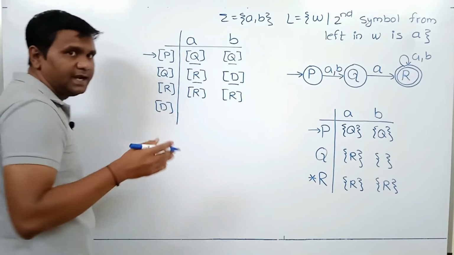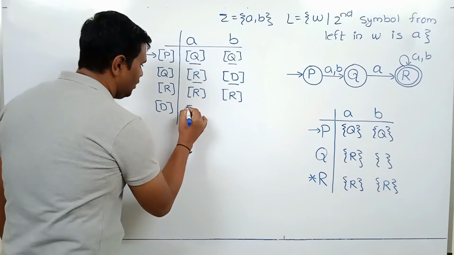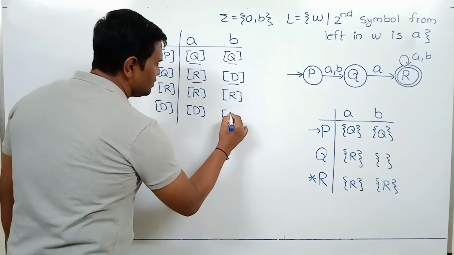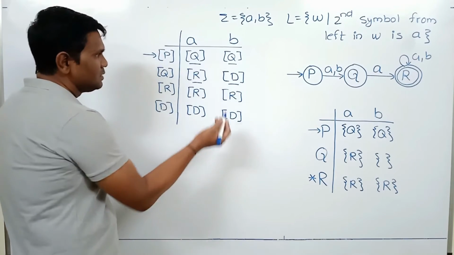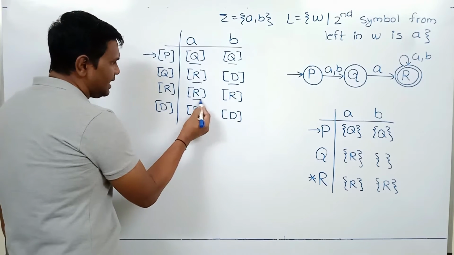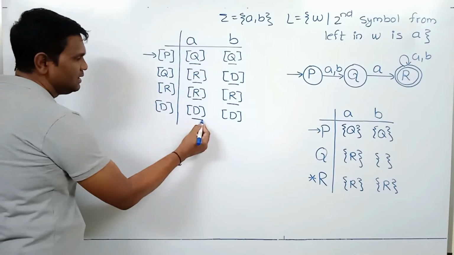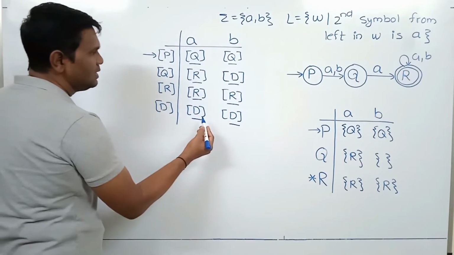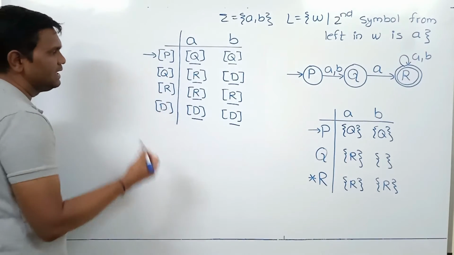So once the DFA enters dead state, it remains in dead state. So D on A goes to D, D on B goes to D. Now we have, so next reachable state is R, already considered, D over here, D over here. So we have considered all the reachable states from initial state of DFA. These are the states in DFA.